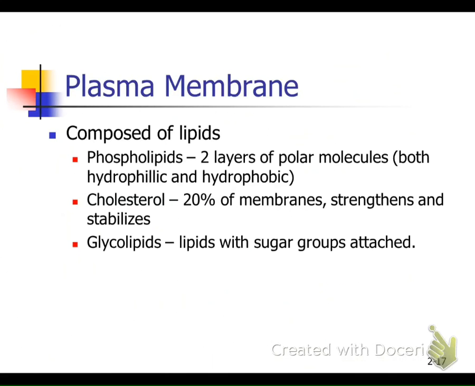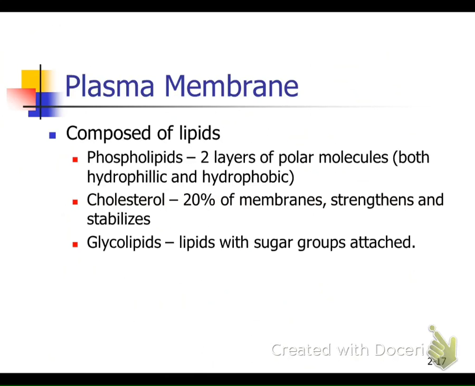So the plasma membrane I'm describing to you as having both phospholipids and proteins. So the membrane is not just one molecule, it's many, many molecules. The phospholipids are arranged as a double layer, 2 layers of these molecules. And remember, the phospholipids are unique in that they're partially polar and partially nonpolar, partially hydrophobic, partially hydrophilic.